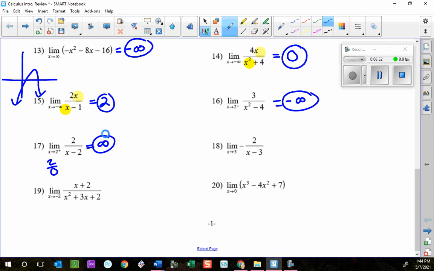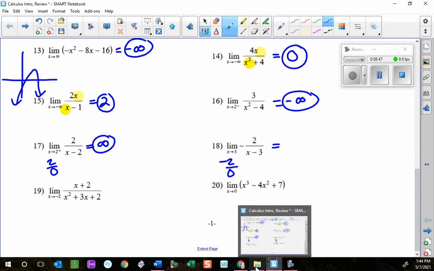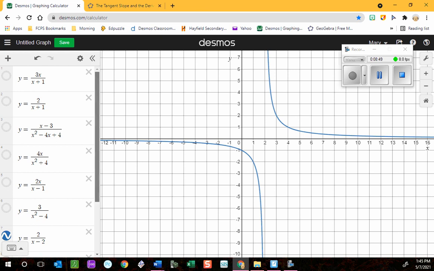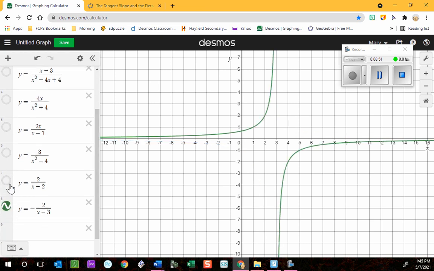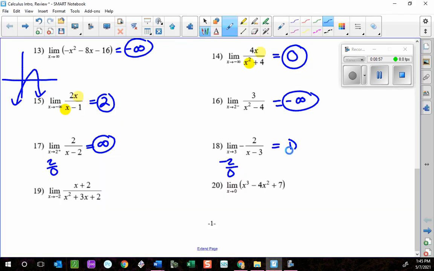All right. Number 18. Going to 3, so again you get 2 over 0 or negative 2 over 0. So you can't do a plug-in, you have to look at the graph. So let's take a look. Just 3 in general. Okay, so at 3 there's disagreement. One side's going down, the other side's going up. So I will have to say it does not exist.